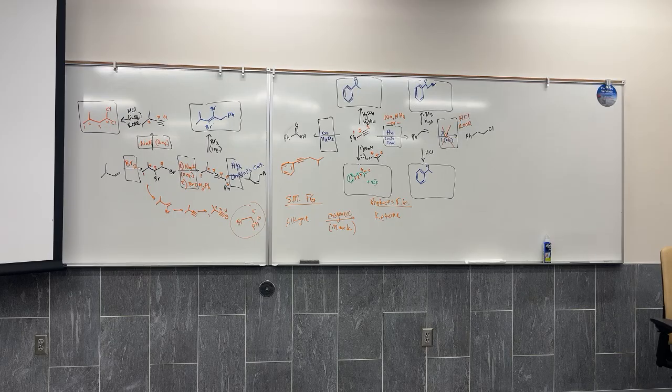Na and NH3 makes what type of alkene? Cis or trans? Oh, trans. Trans alkene. Right.